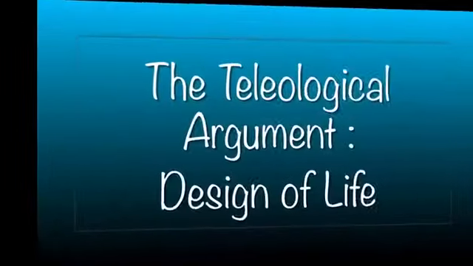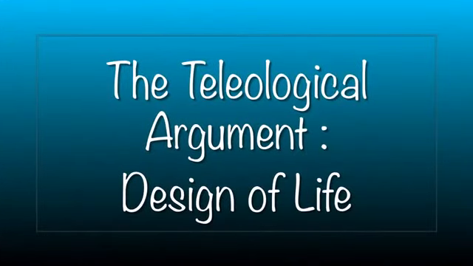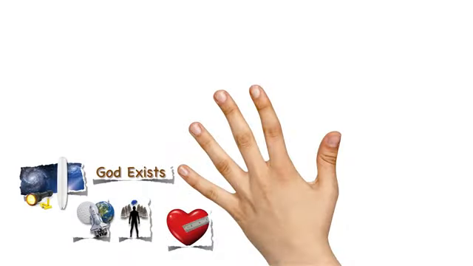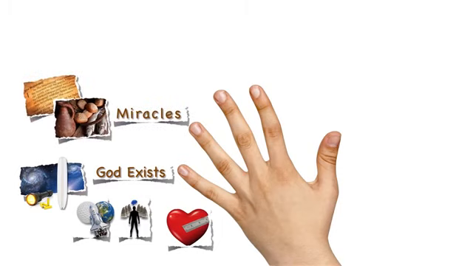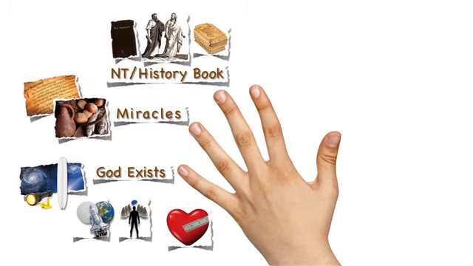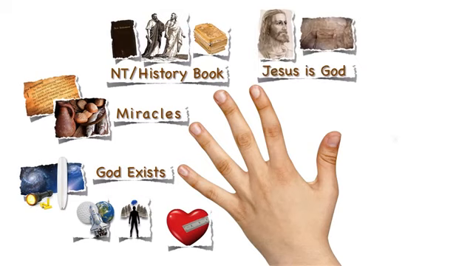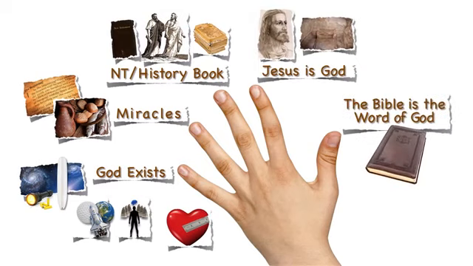The title for this video is The Teleological Argument, Design of Life. We are working our way through our 5 points here in our 5-point hand illustration. Point 1 is God exists. 2, miracles are possible. 3, the New Testament is a good history book. 4, Jesus is God. And lastly, the Bible is the Word of God.